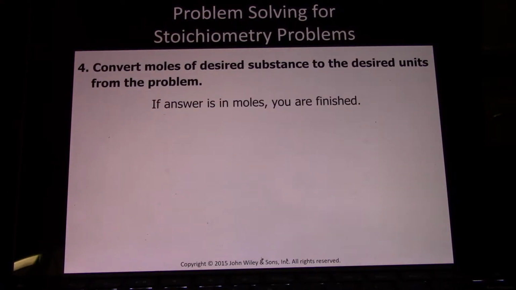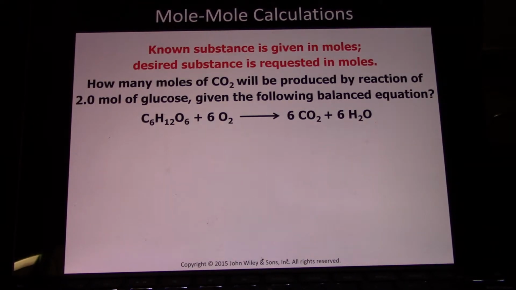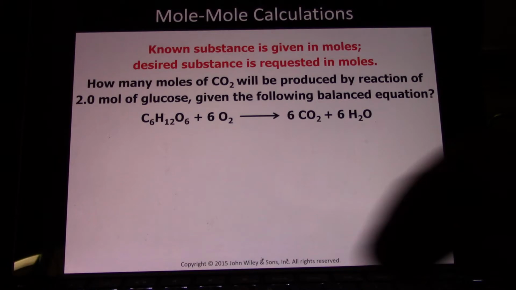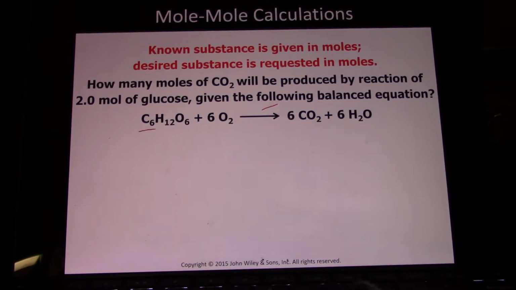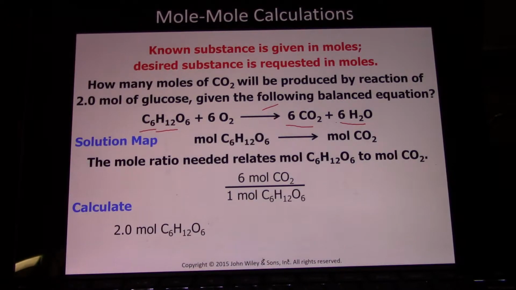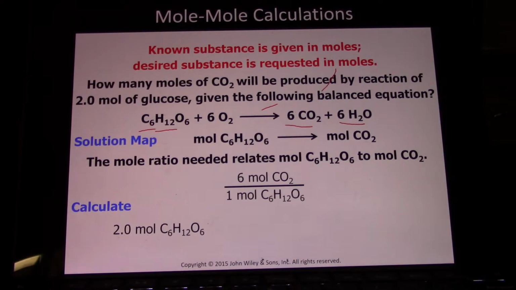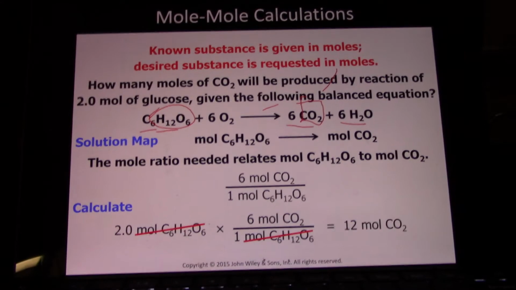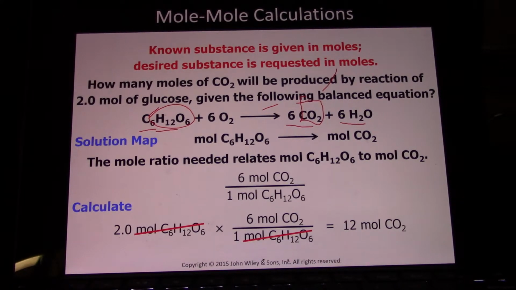All right, so let's do some more. How many moles of carbon dioxide will be produced by a reaction of 2 moles of glucose, given the following balanced equation? Even though it says it's balanced, let's double check. 6 carbons on the left, 6 carbons on the right. 12 hydrogens on the left, 12 hydrogens on the right. 6 plus 6 times 2, that's 18 oxygens on the left. 6 times 2 plus 6, 18 oxygens on the right. It is balanced. The important stoichiometric ratio is 6 to 1. I produce 6 carbon dioxides for every 1 glucose consumed. Therefore, if I consume 2 glucose, I will make 12 moles of carbon dioxide.